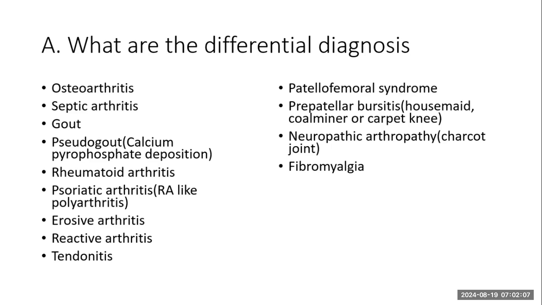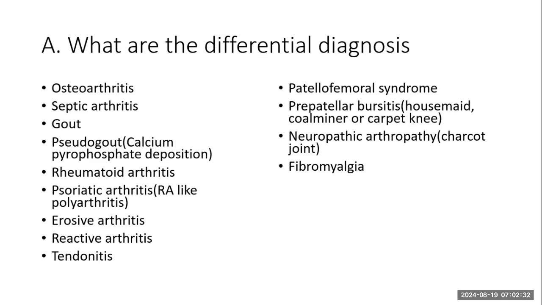We also have pseudogout, in which there's deposition of calcium pyrophosphate in the articular space of the joint. Then we also have rheumatoid arthritis, although most times it affects multiple joints. That means it affects both knees at the same time. Other differentials can be psoriatic arthritis, erosive arthritis, reactive arthritis, just as listed in the slide.